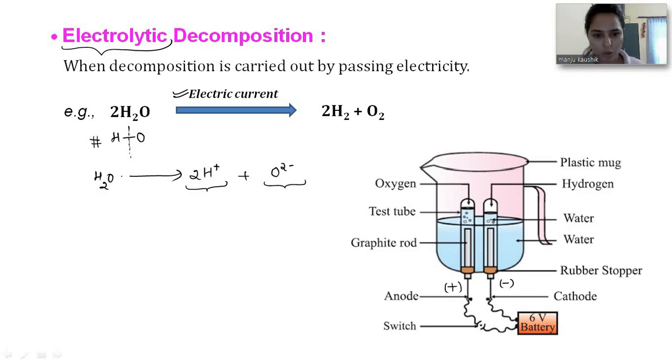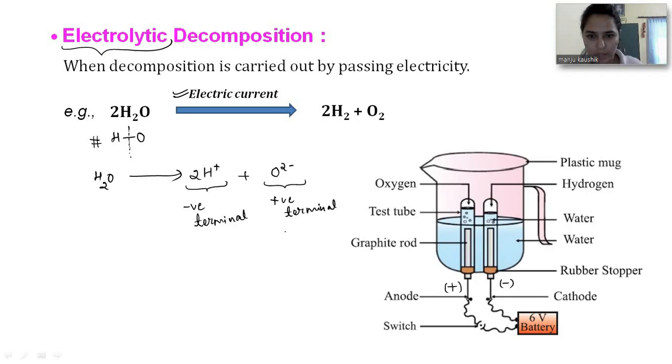So these ions will move towards the opposite terminal. See, this is a positive ion. So to which terminal will it move? It will move towards the negative terminal. And this is the negative anion, so it will move towards the positive terminal.